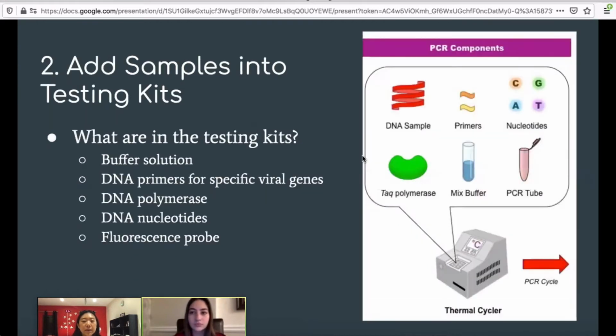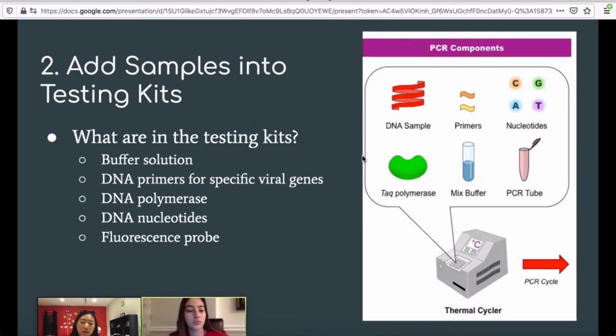The second step is adding samples into the testing kits. So what is in these testing kits? First of all is the buffer solution. This is the simplest ingredient, which is just to keep the sample stable. And the second ingredient is the DNA primers for specific viral genes.